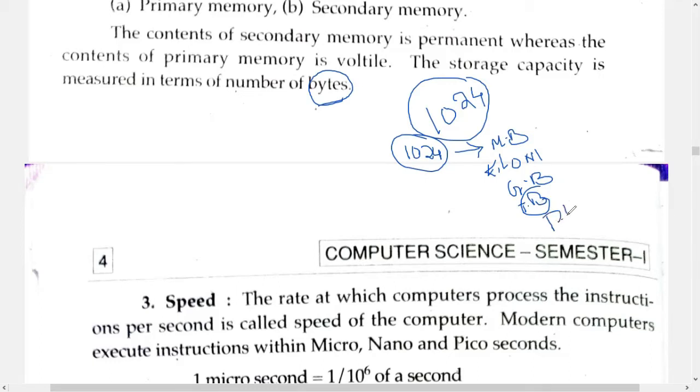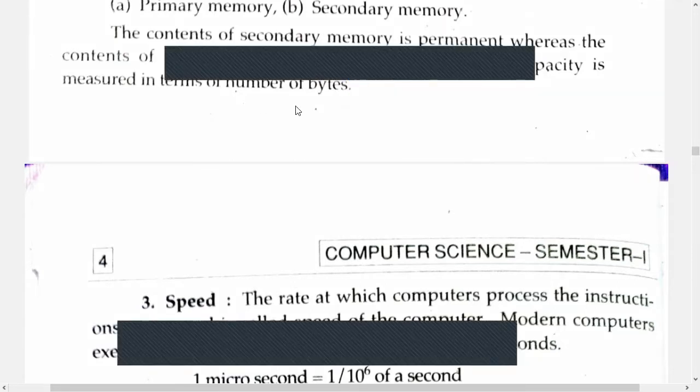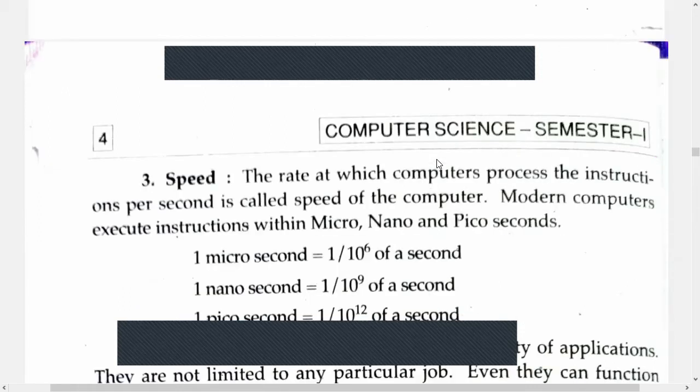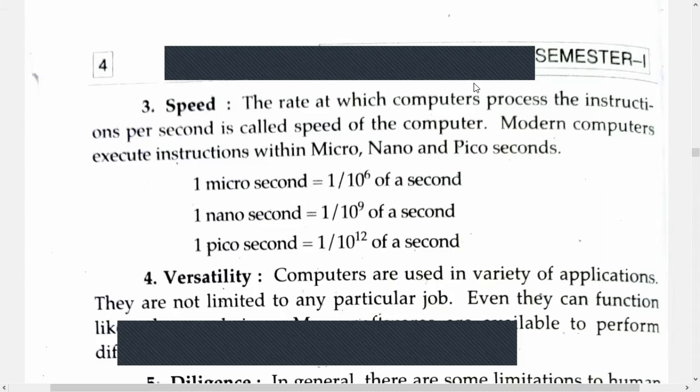And then petabyte: 1024 TB is 1 petabyte. So in this way, memory is calculated. Okay, next, after accuracy, that is less error rate, and storage, we have speed. Based on the speed also, computers are divided. The rate at which a computer processes instructions per second is called the speed of the computer.